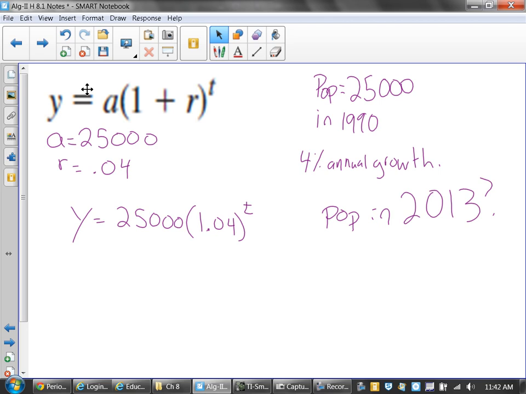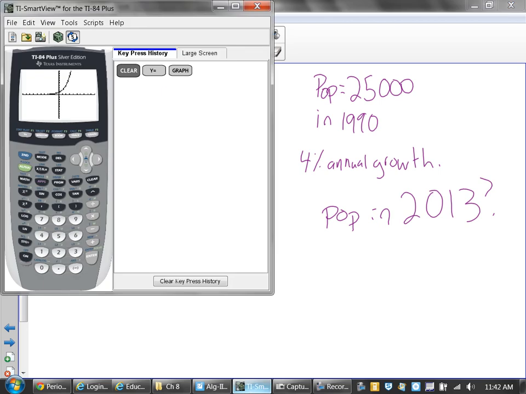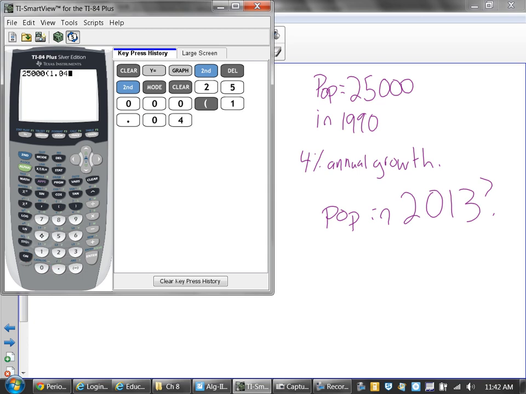So what's your value of T? 23. So exactly, like you were saying, you go right to your calculator. Now what's nice about these population growth style models is that you can type them into your calculator exactly the way that you write them out. So we start out with 25,000 parentheses 1.04 to the 23rd and enter. So there's 61,617 people. Now, if they're talking about people, you're always going to round to the nearest whole person. We do not have half of people walking around.